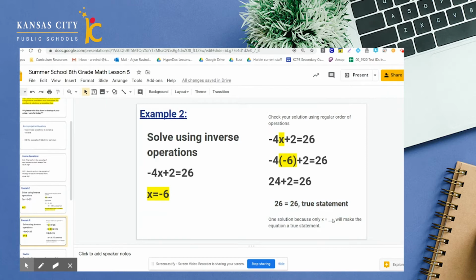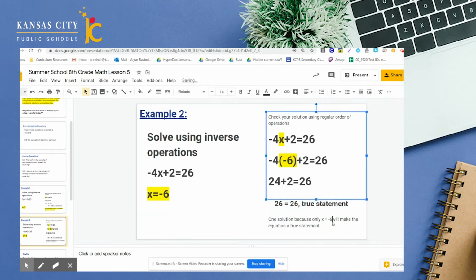So because it's a true statement, only x equals negative 6 will make the equation true. You have to have a negative 6. No other number will work right there. Great. Pause the video, copy that down.